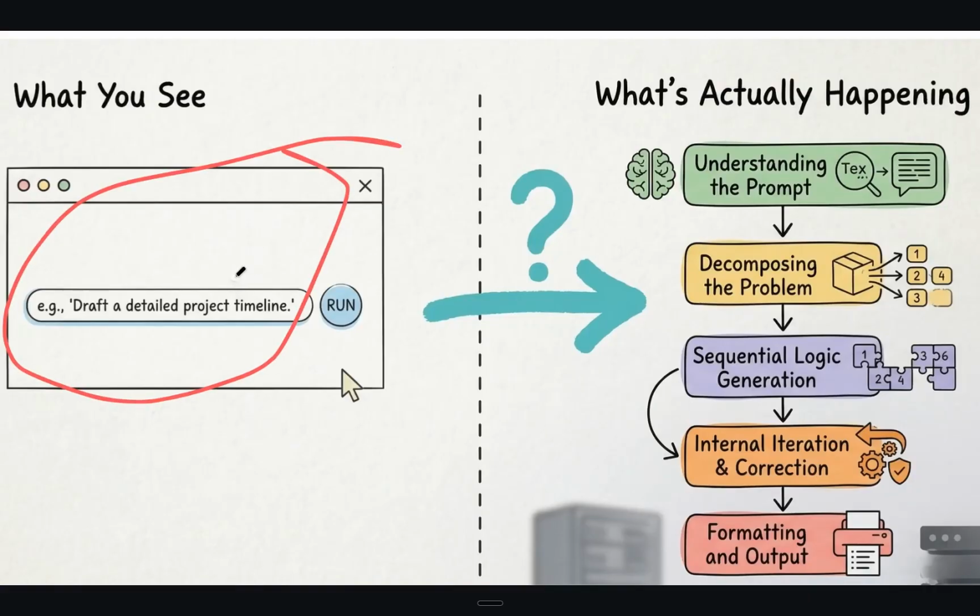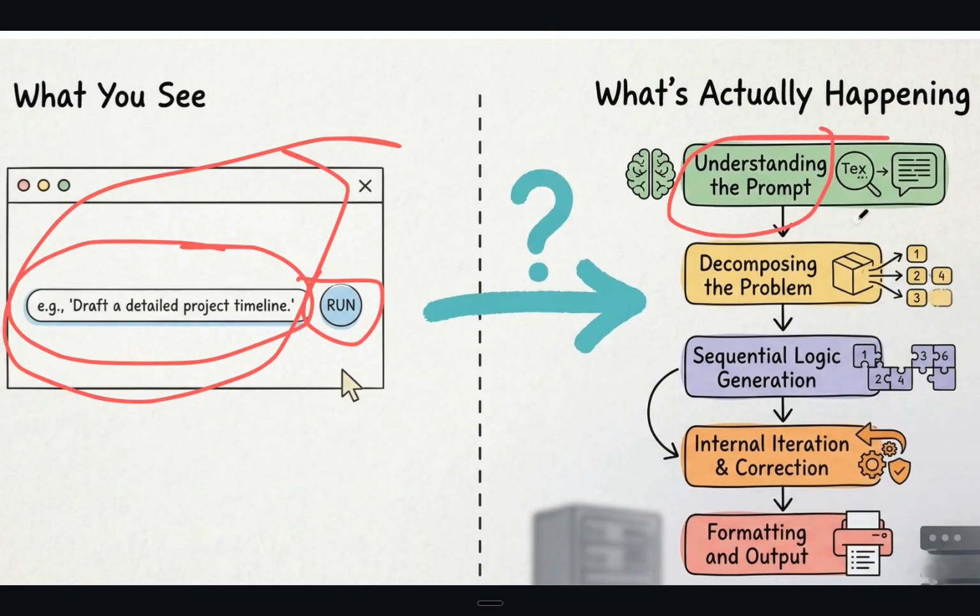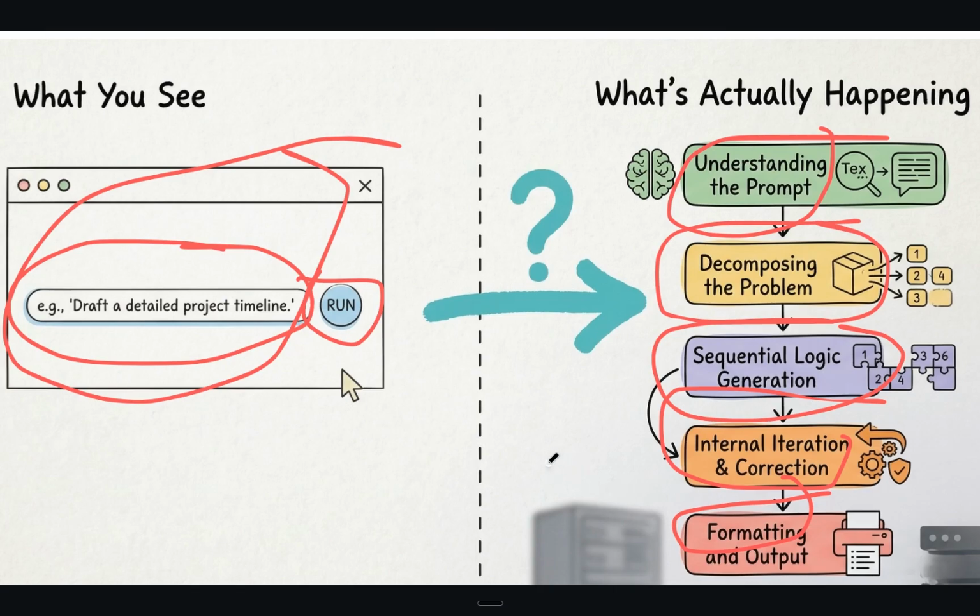And this is what you see. You just see the thing that you type in, and then you hit run or enter. But actually what happens at the back end is understanding the prompt, then decomposing the problem, then sequential logic generation, then internal iteration and correction, and formatting and output. This is what it does at the back end, and you don't see all this. And this is actually good, it keeps things simple. You just see what you type in and that's it.